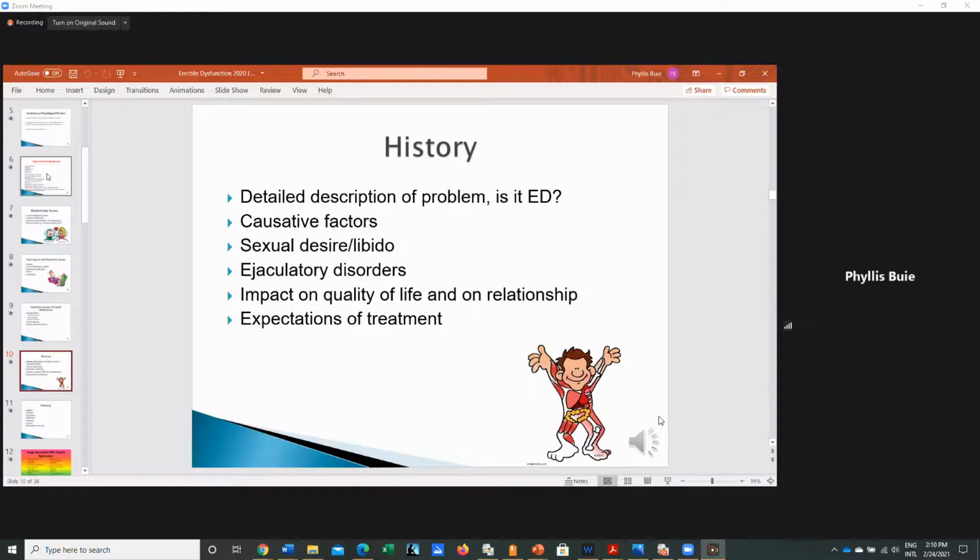What about their desire, their sexual desire? Do they have the desire, but they don't have the ability to function? So that's where your libido comes in, as to whether they have the sexual desire or not. Any type of ejaculatory disorders. Do they have premature ejaculation or retrograde ejaculation? What type of quality of life do they have, and what are they wanting to get out of the treatment?